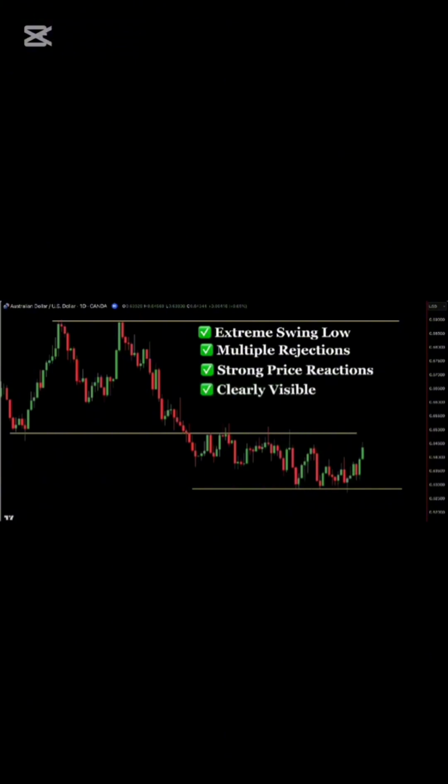Just like before, this level is obvious, meaning traders can identify it quickly without second guessing. Recently respected. Since this level has been tested in recent price action, it is still relevant for current trading decisions.